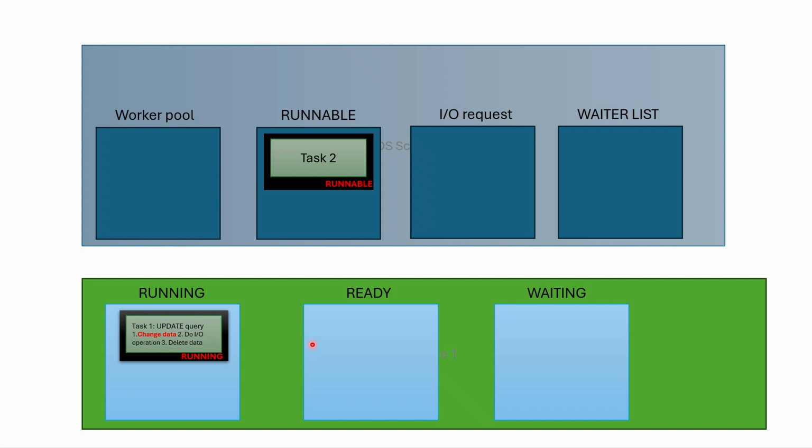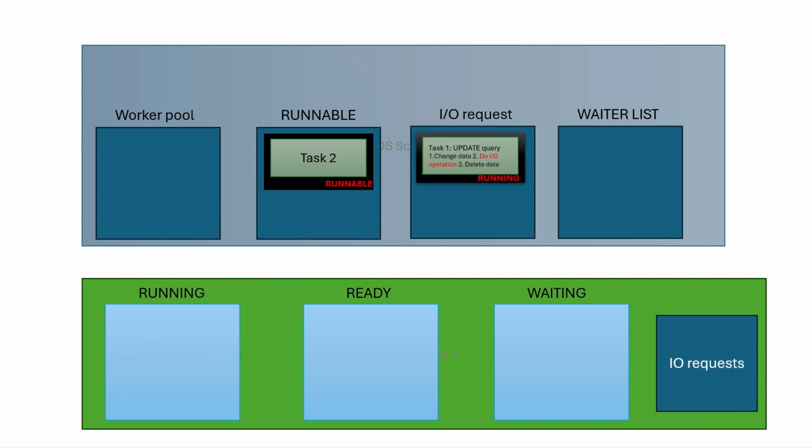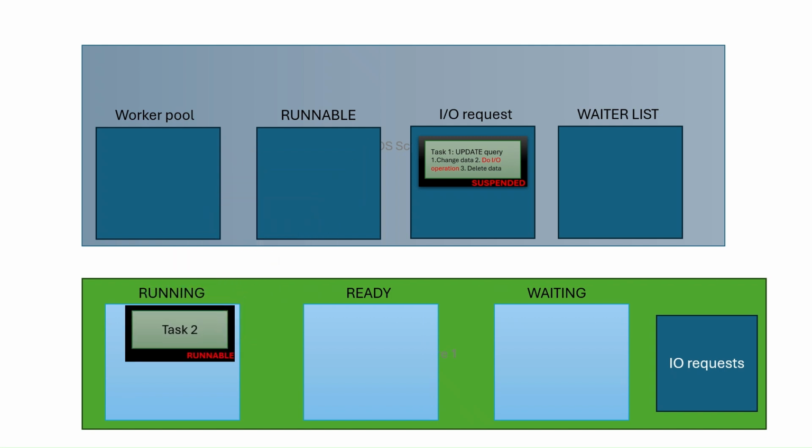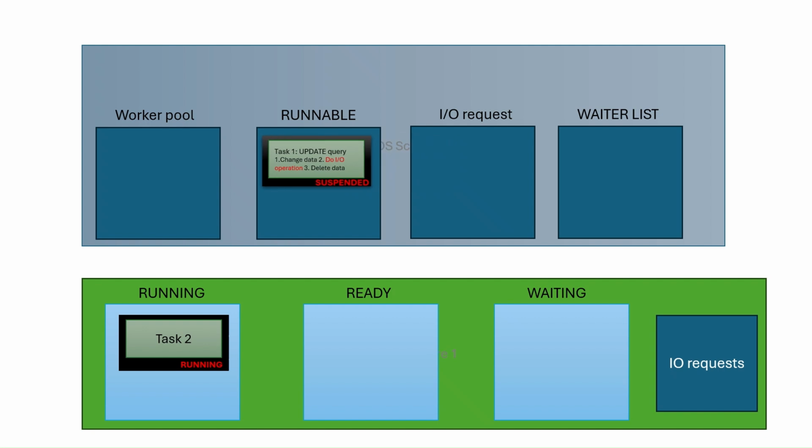Let's now suppose we finish changing data and it's time for the I/O operation. During this time, an I/O request is submitted at the OS level and this task is moved to the I/O request queue. At that time, the first task state changes to suspended. While this request waits in suspended state, the next worker is submitted to the CPU and is run. When the I/O request is finished, the first worker is moved to the runnable queue and waits its turn on the CPU. The same process continues in the next stages.